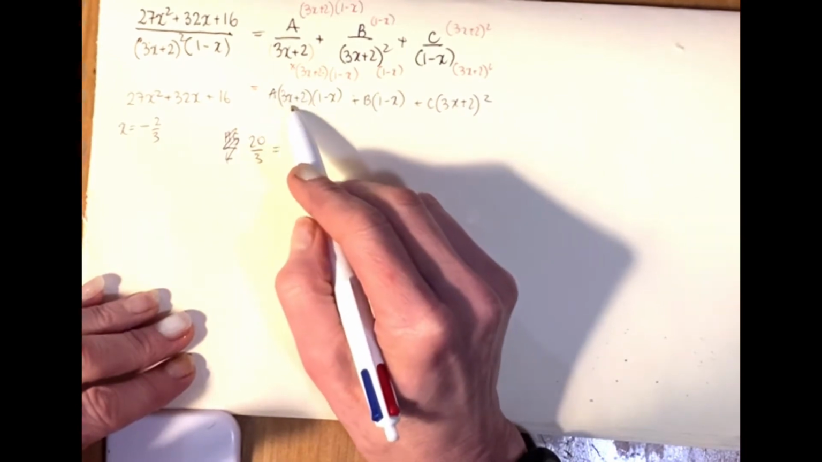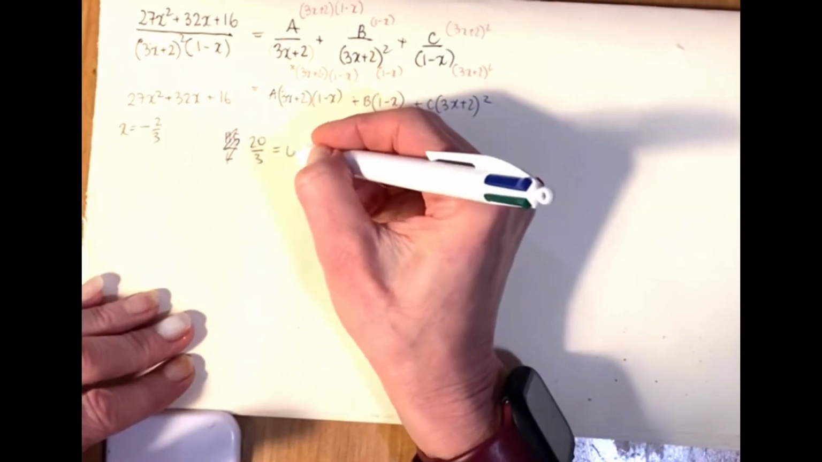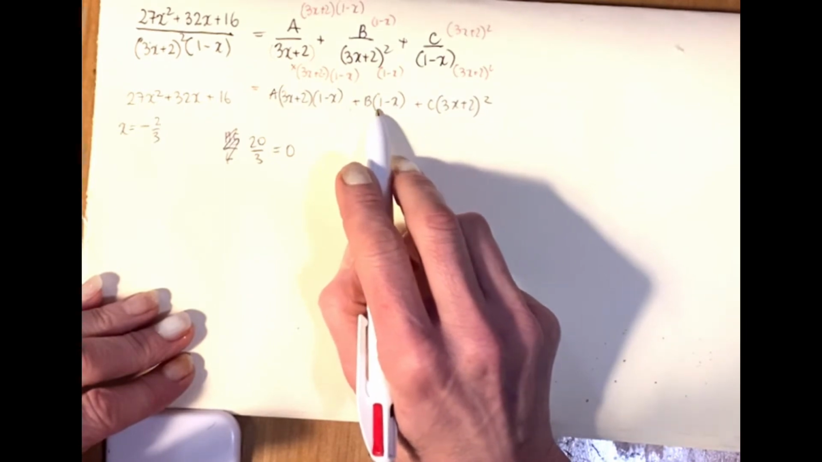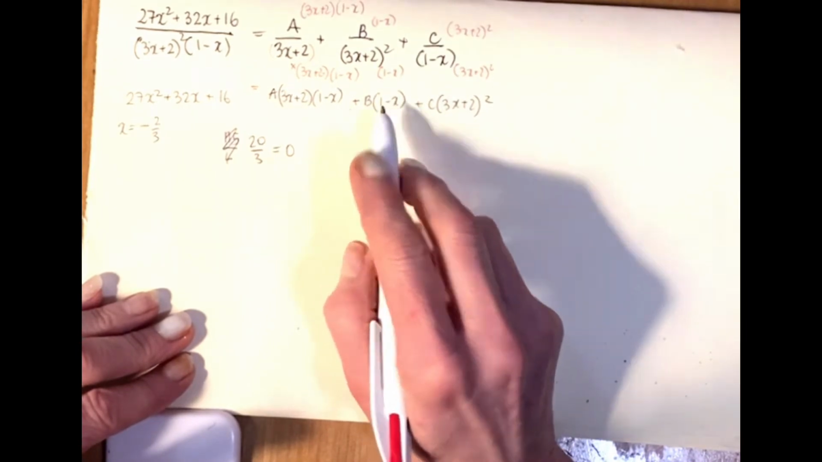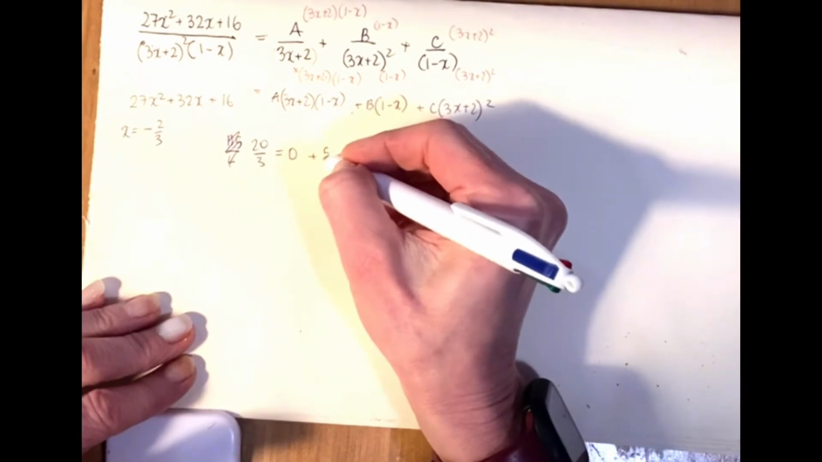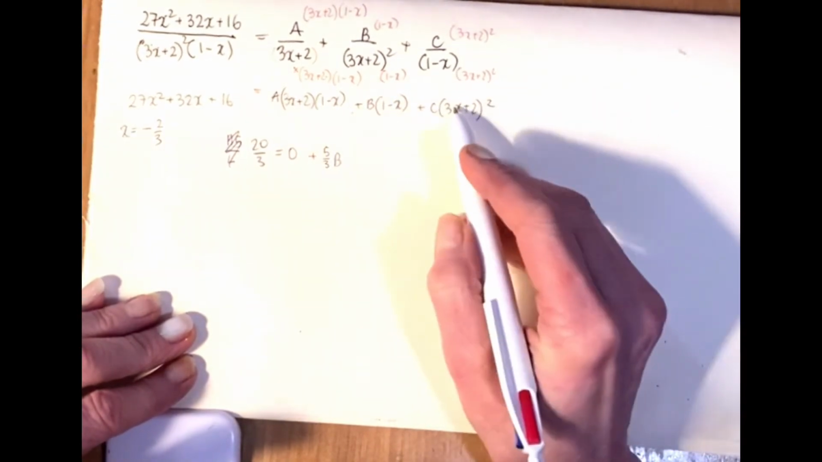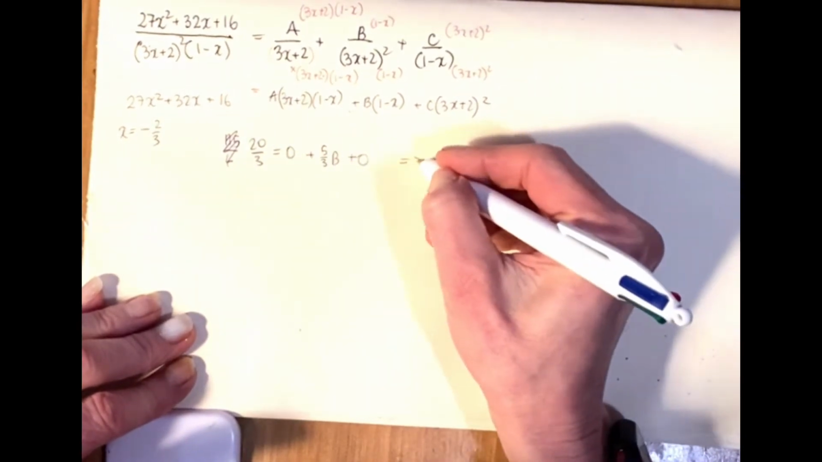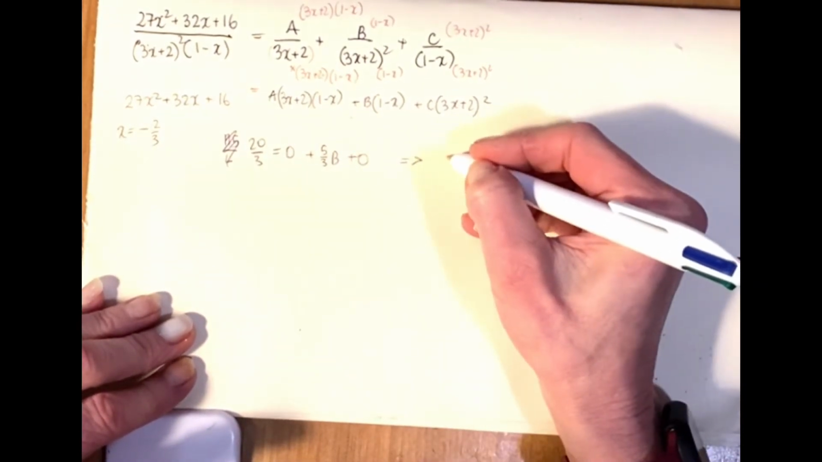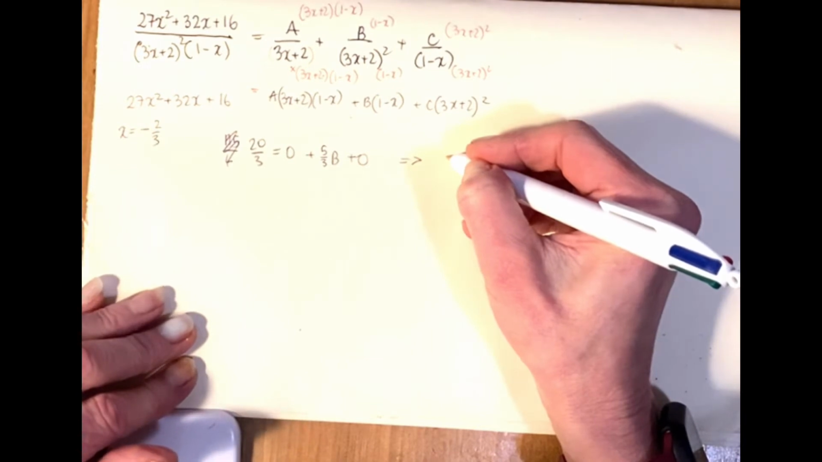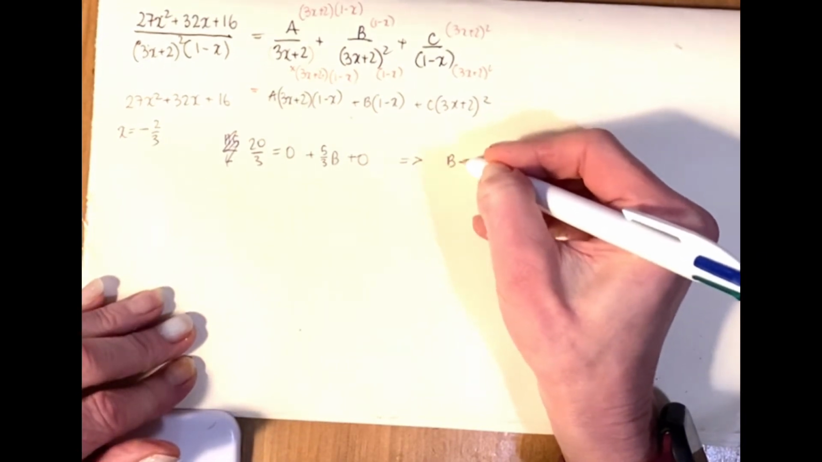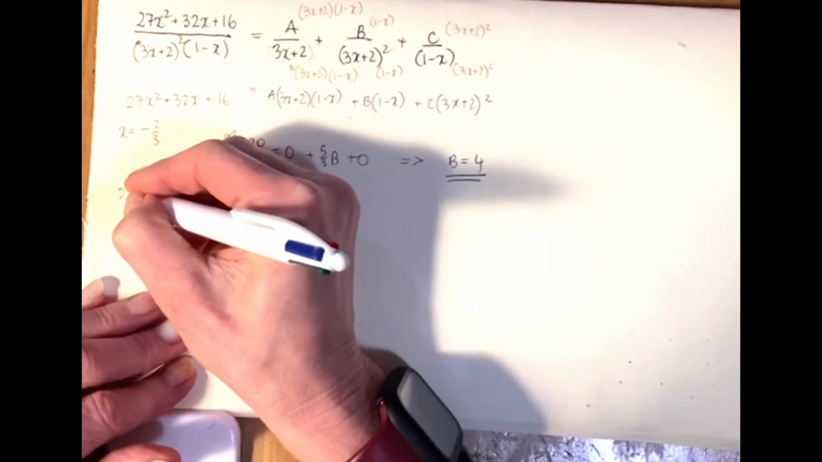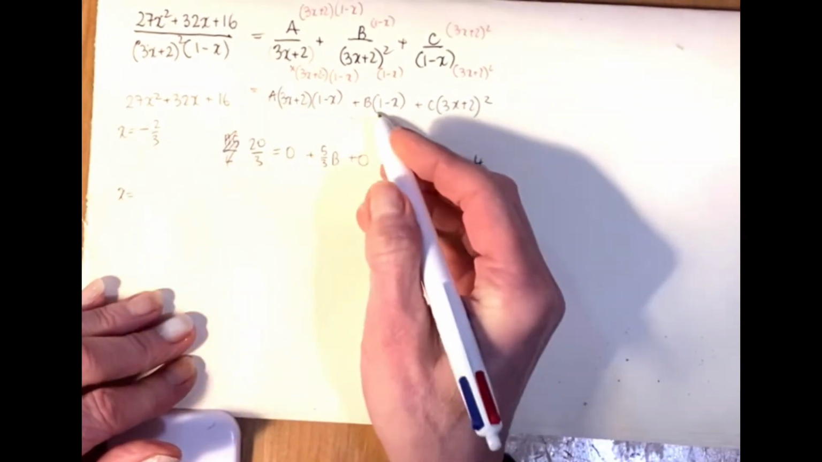So you have 8 times 0 times something else, so that will give you 0. If you substitute it into this one, you will have 1 minus minus 2/3, so that's going to be 5/3 of B, and then this one again will go to 0. So this way you've got 5/3 of B is equal to 20/3. So if you divide 20/3 by 5/3, you will get 4. Okay, the next value you're going to substitute is 1.